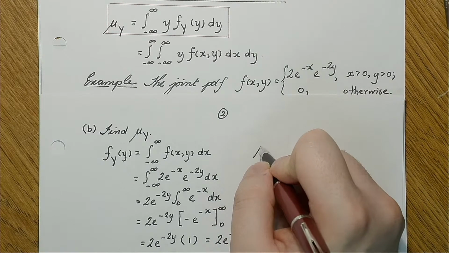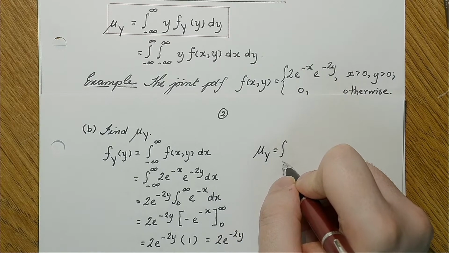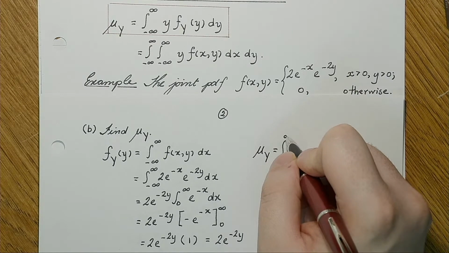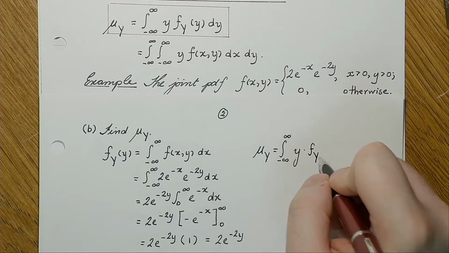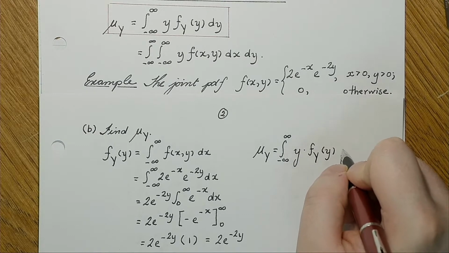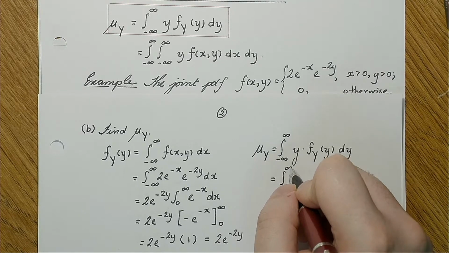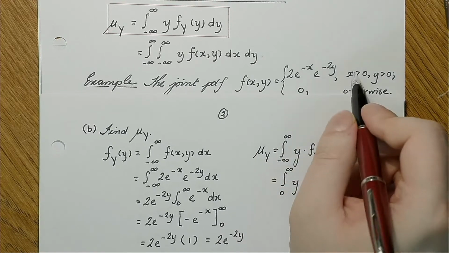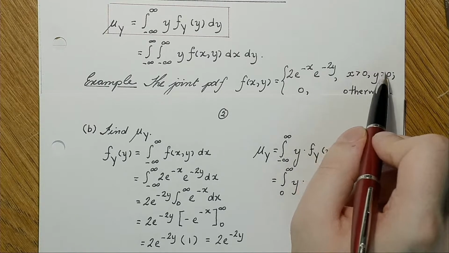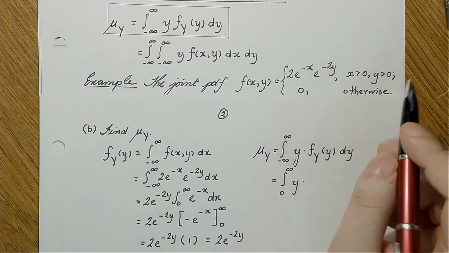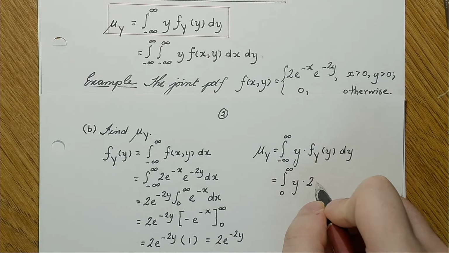Then, for step 2, I need to integrate with respect to y, because now I have a function of y. So it's y times the marginal of y dy. And we'll be integrating from 0 to infinity y times. So again, make sure you pay attention to the intervals where the probability is non-zero. That will help you. Now substituting in our marginal.